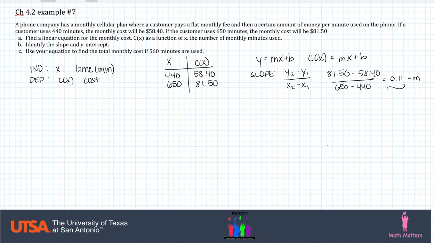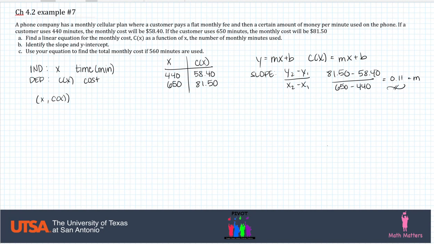So then we want to pick a point, x, C of x, so that we can write our y equals mx plus b. As long as it's the same point, we have to use either x1, y1, or x2, y2. It has to be consistent. So let's pick the first point, 440 and 58.40.